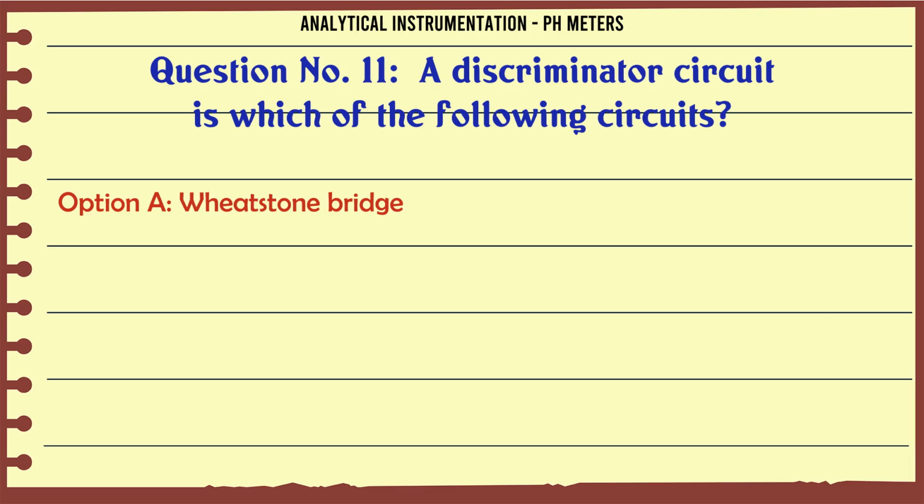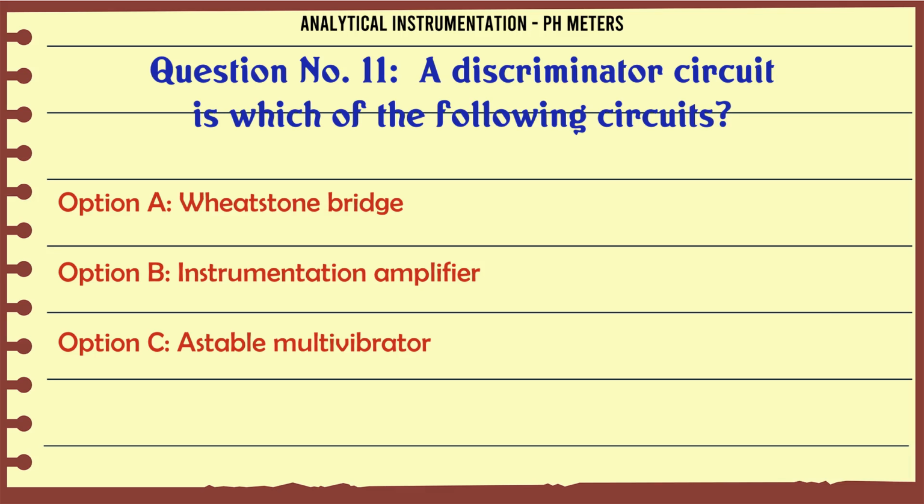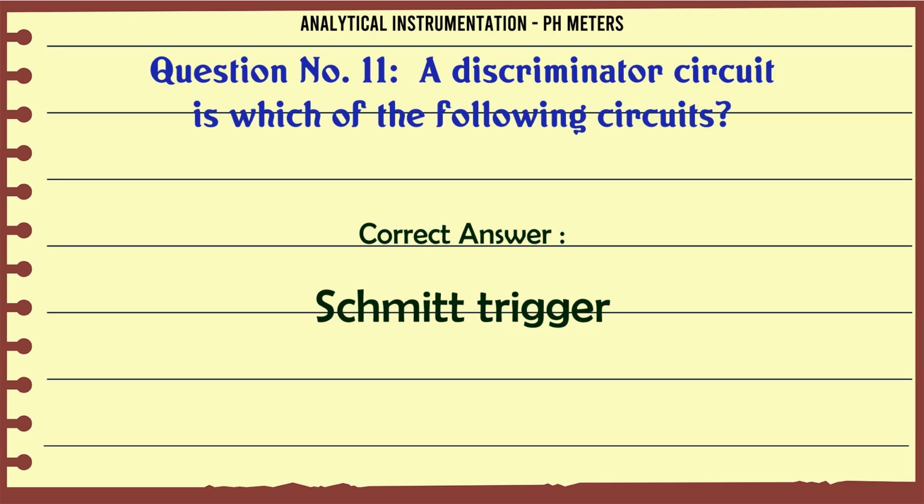A discriminator circuit is which of the following circuits? A. Wheatstone bridge. B. Instrumentation amplifier. C. Astable multivibrator. D. Schmidt trigger. The correct answer is Schmidt trigger.